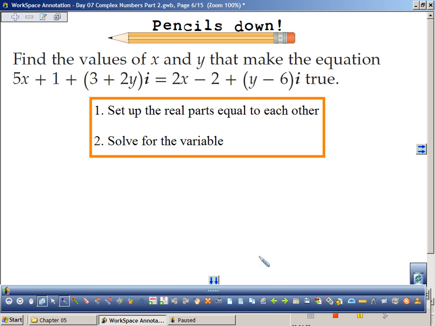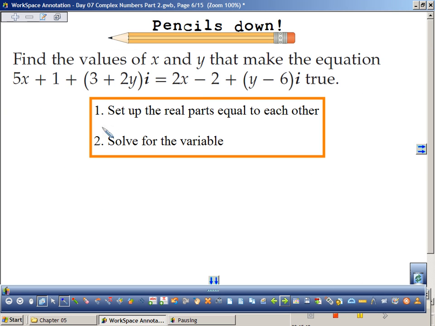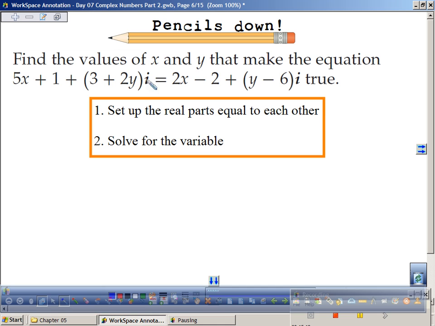All right. I'm going to do another one. Let me give you a chance to copy that one down. All right, now let's move on. All right, find the values of x and y that make the equation true. Looks like a whole lot of stuff, right? Really, really not that bad.